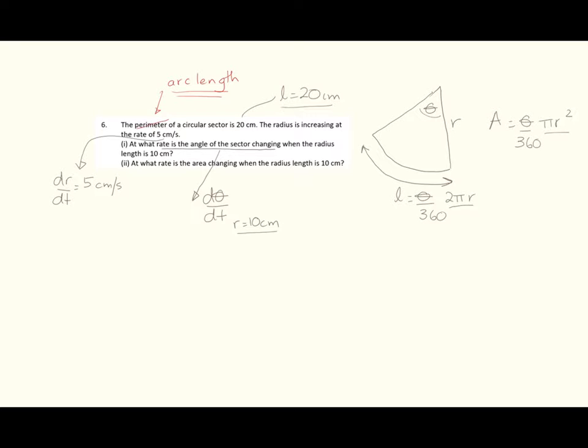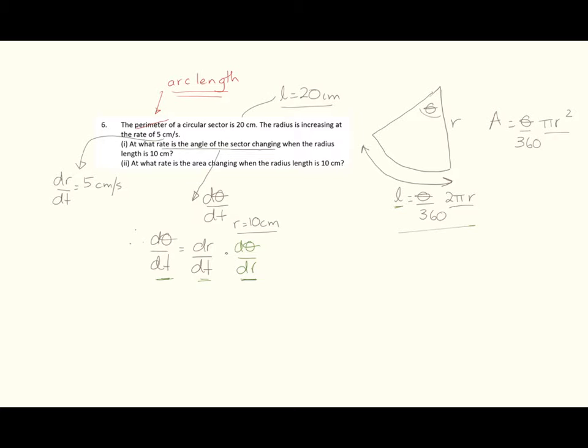So when we set up the chain, we want this, we've got this, so we need this, which we need to have a relationship between theta and r to be able to find. And that's this one here, as long as the length is fixed, and we are given that as 20. So we need to rearrange this and then differentiate.